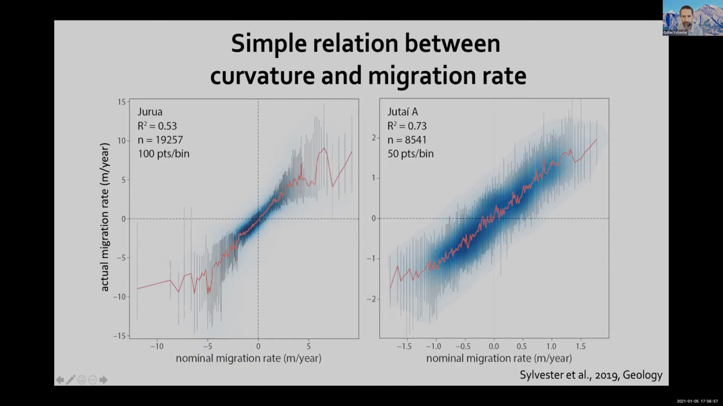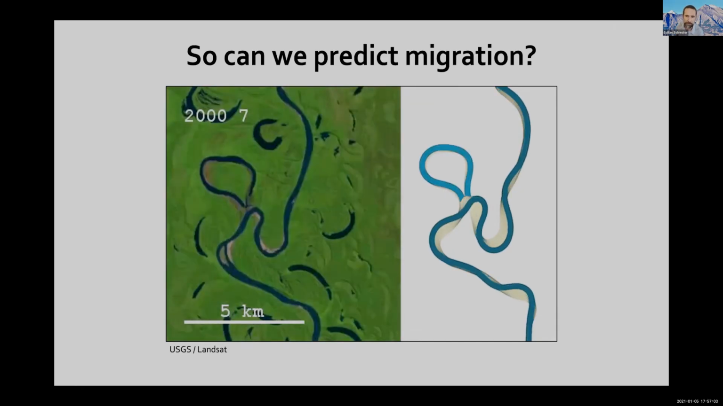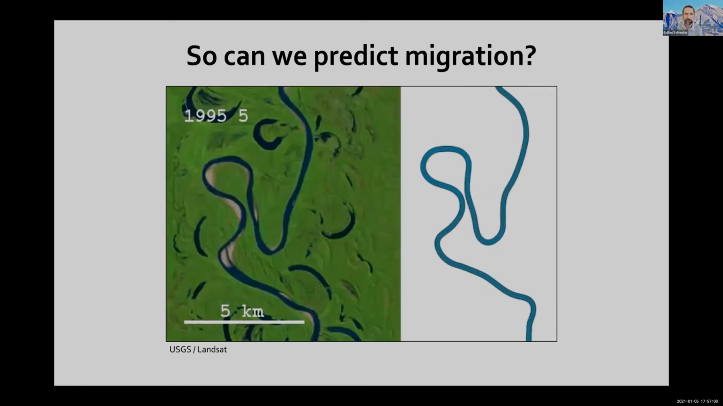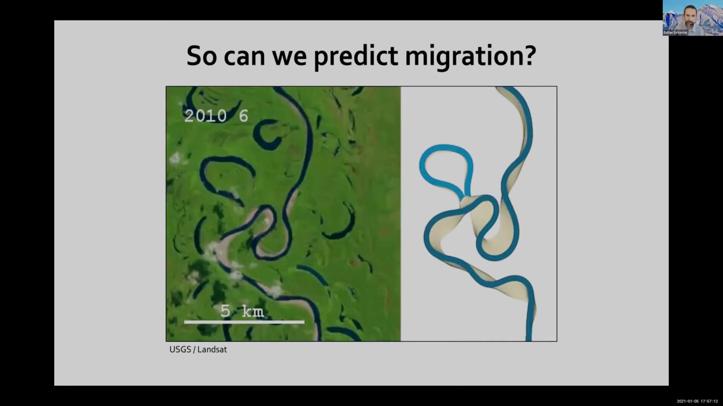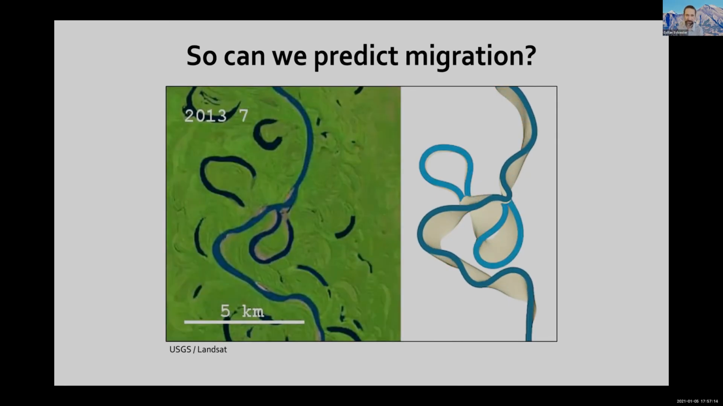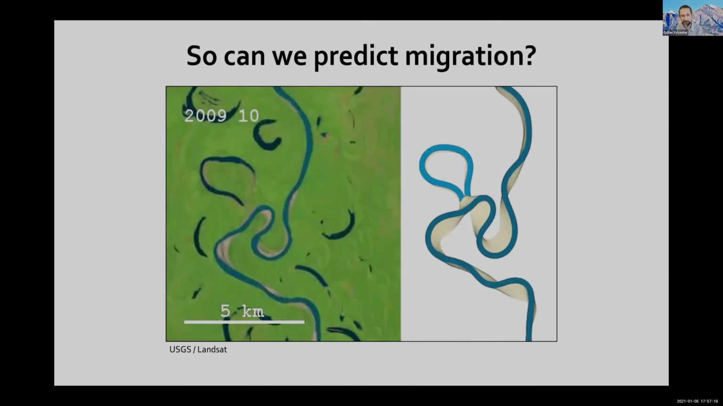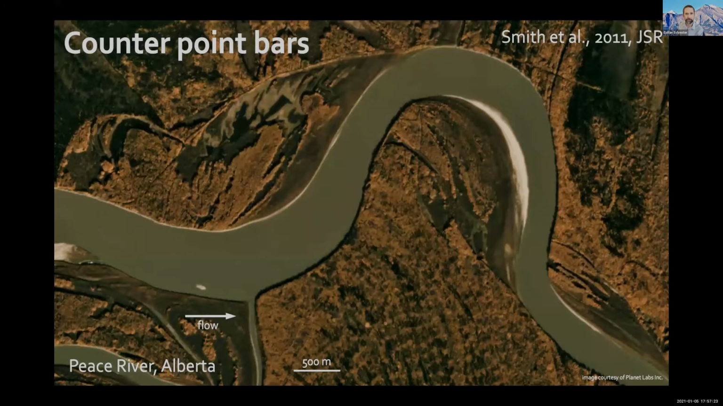This really simple model works surprisingly well, I would say. So can we predict migration? We haven't spent a lot of time on this so far, although I think it's very interesting, but we definitely can post-dict, if you want, migration. And I think there's a lot of potential also in using machine learning to use some of these concepts on rivers. So let's talk about counterpoint bars for a second, maybe more than a second.